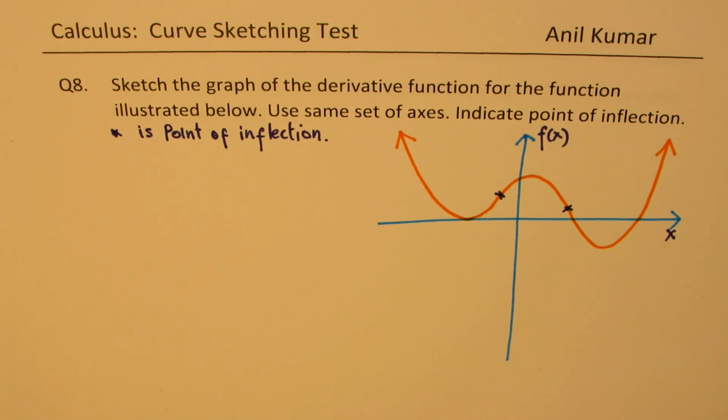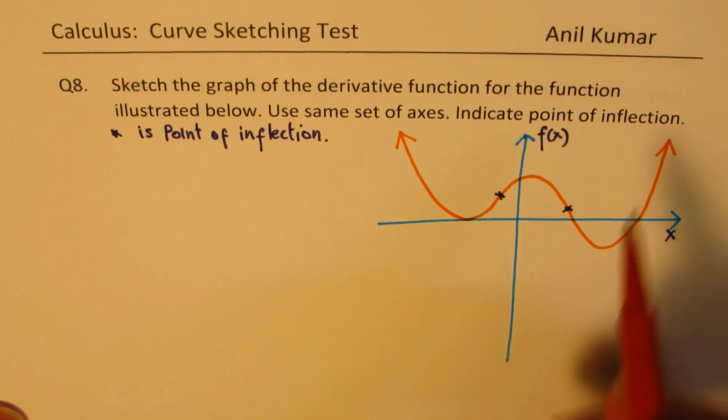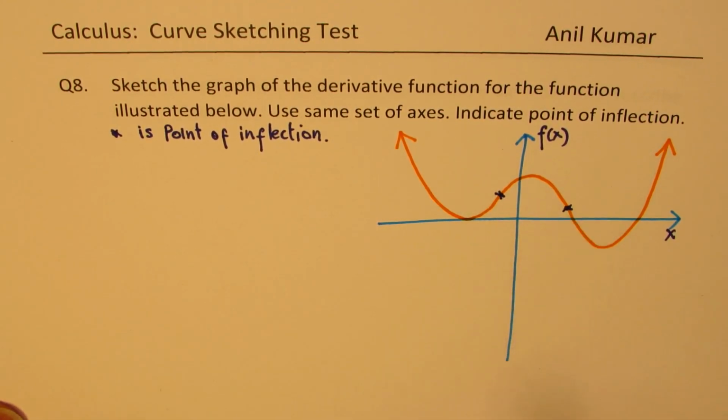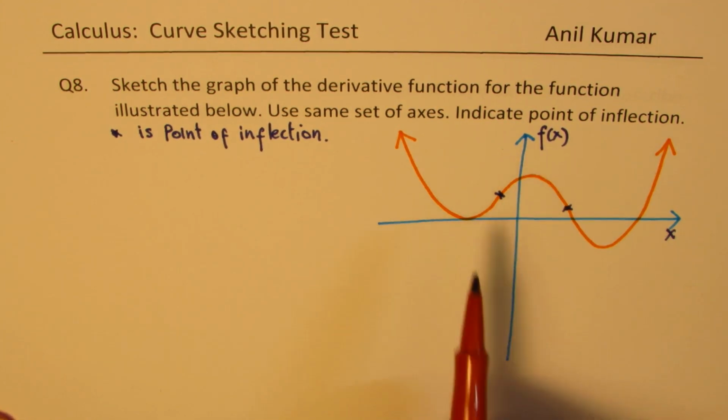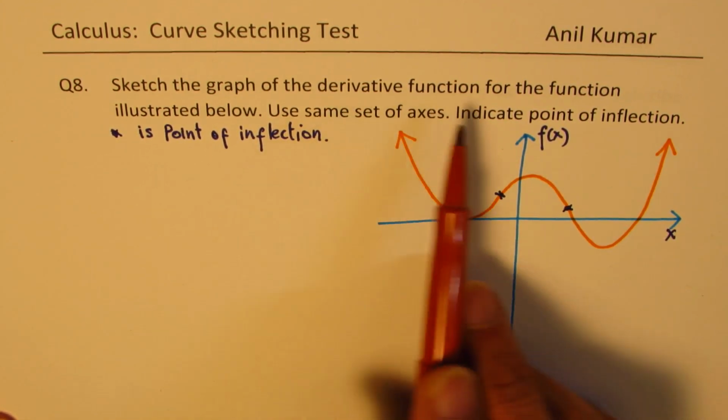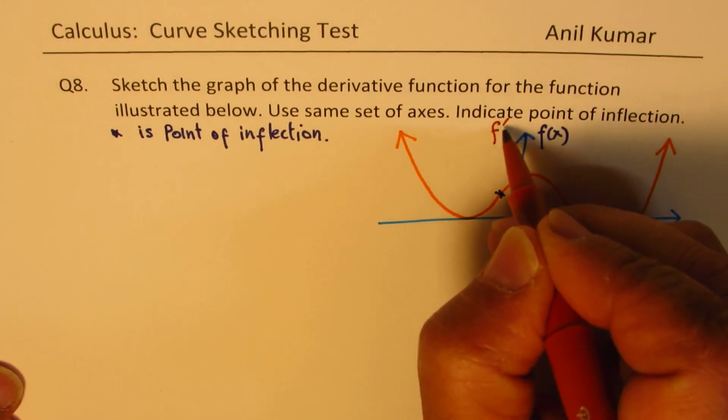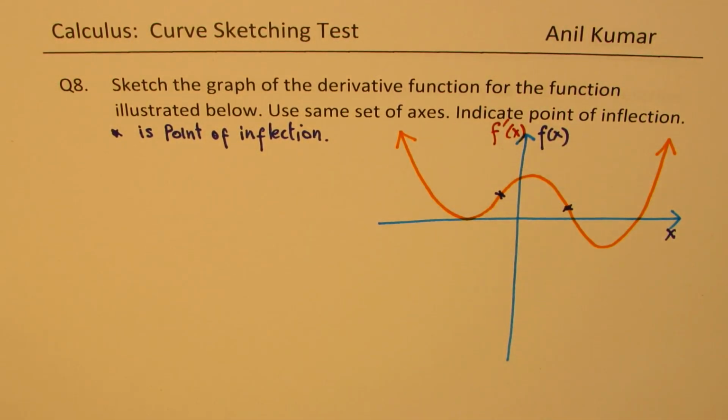There are 10 questions. Here is question number 8. Sketch the graph of the derivative function for the function illustrated below. Use the same set of axes. Indicate point of inflection, right? Okay, so we are actually given the points of inflection here. So these are the points of inflection. We are given the graph of the function. You need to sketch the graph of the derivative, right? So now let's sketch the graph of the derivative, right? You can pause the video, answer this question, and then look into my suggestions.